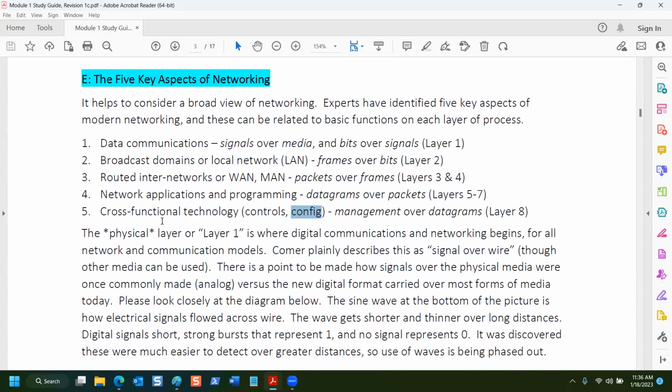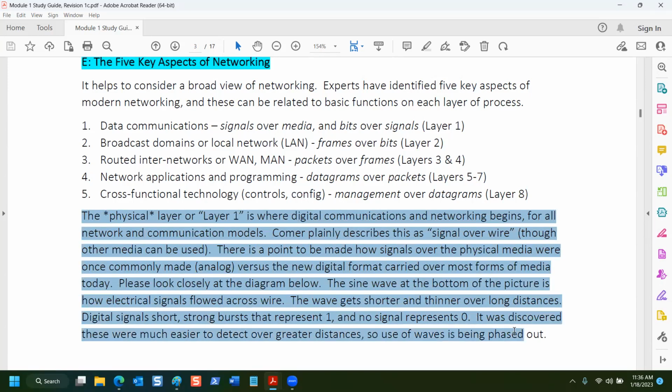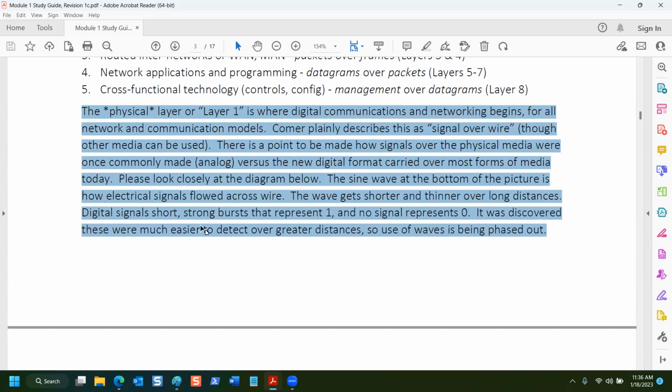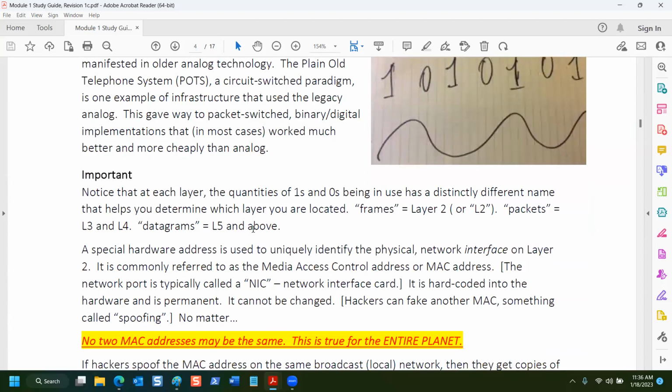So those are the 5 key aspects. Now, there is more explicit information about each of these 5 key aspects in the detail that follows the walkthrough we just did on these 5 points. I encourage you to read this separately, okay? Just remember, when we talk about frames, we're on layer 2. If we talk about packets, we're on layers 3 and 4. That's what the L means. L means layer. So that's an abbreviation. Whenever you see L, that's a short abbreviation for the term layer.